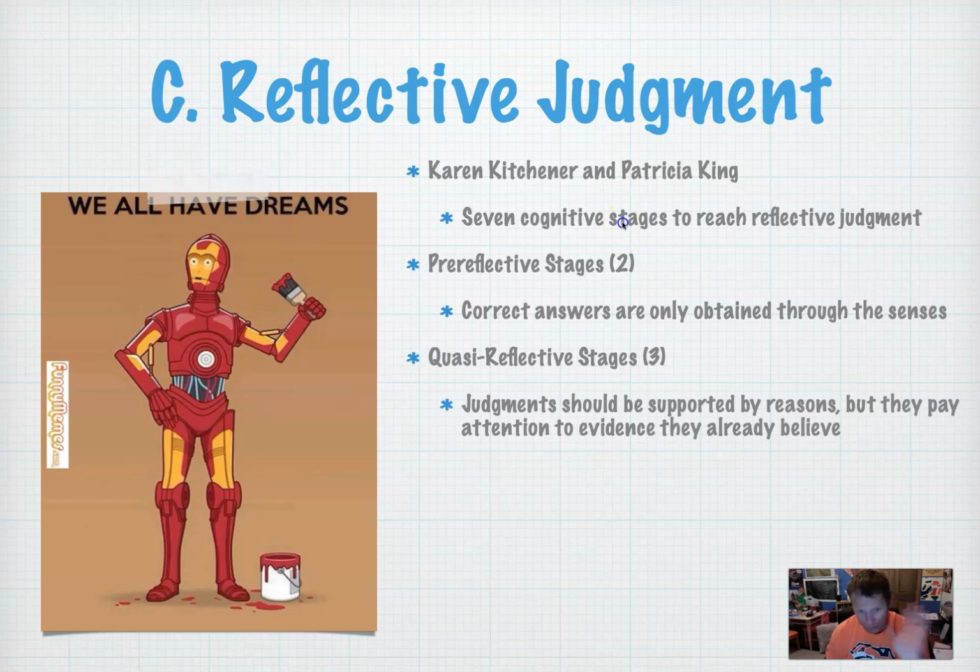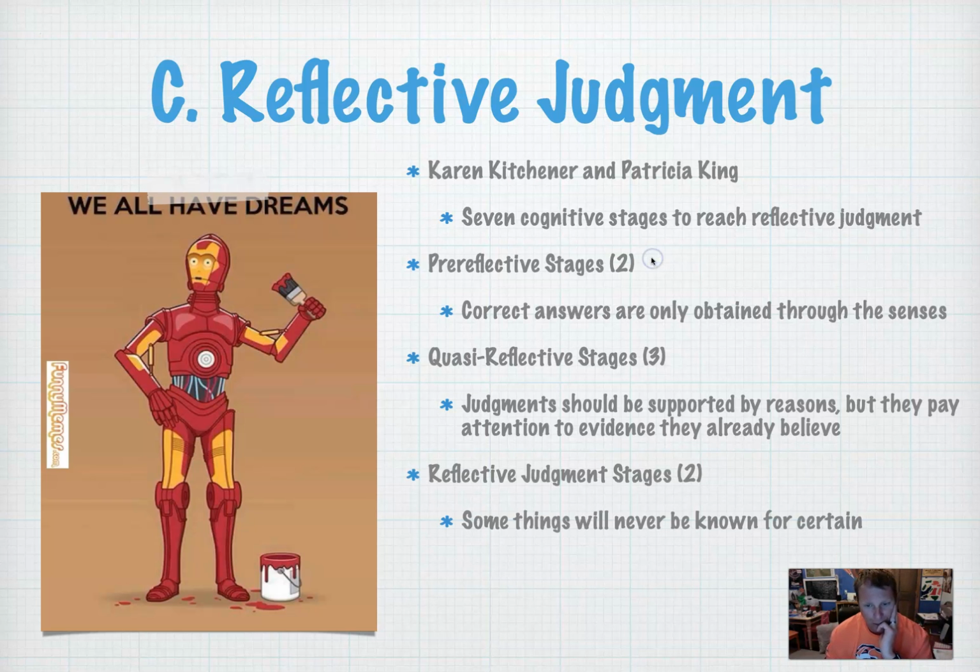That's what children would think because that's what they see, that's what they sense. Quasi-reflective stages, there are 3 of those. Judgment should be supported by reasons, but they pay attention to evidence they already believe. Like, hey, I don't want to get in trouble here. Back to the sun thing. I can see it move, the moon moves, and then I can prove through math that it's moving and all that good stuff. But I'm going to look at what I want. We call these in modern times echo chambers, or, getting into social psychology, the validity effect. If you hear things repeated, you believe it to be true, even if it's not.